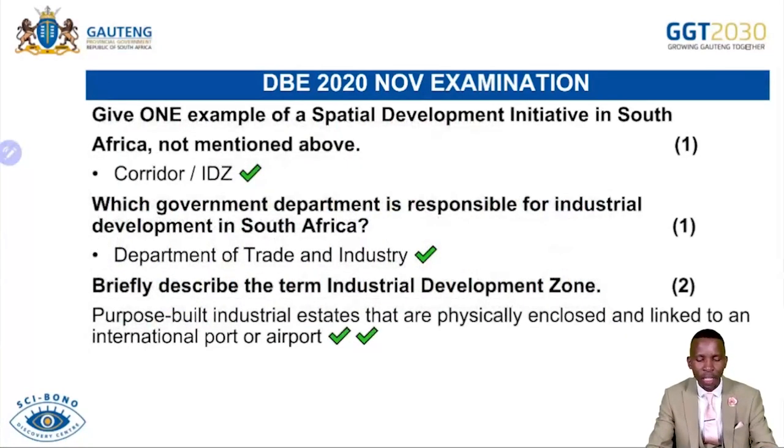Give one example of a special development initiative in South Africa, not mentioned above. So not mentioned above, then now you will have a problem. So we have corridor and ITZ. You need to know the content, because at times the answer cannot be found in the given data response. Which government department is responsible for industrial development in South Africa? It is the Department of Trade and Industry. And then briefly describe the term industrial development zone. A purpose-built industrial estate that is physically enclosed and linked to international ports or airports. That gives you 2 marks.